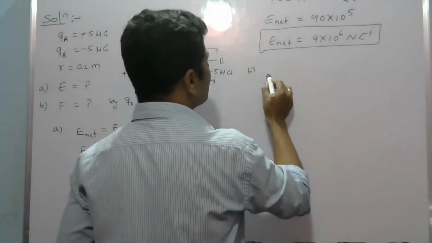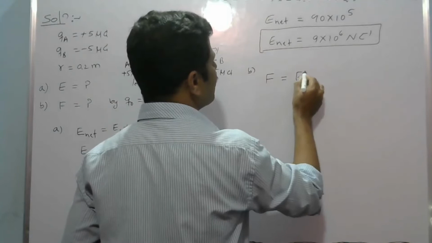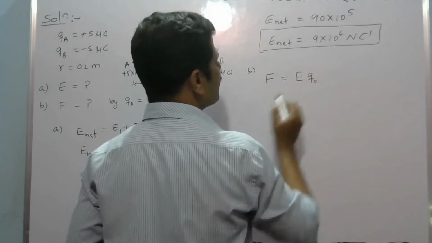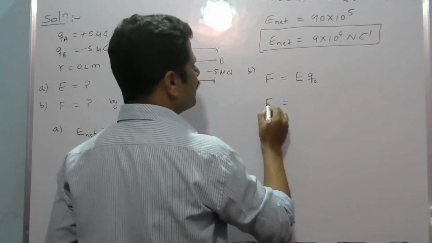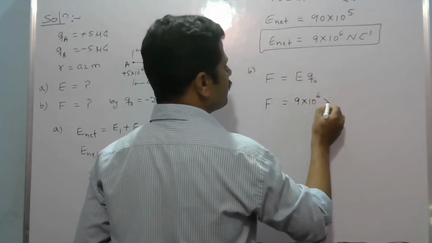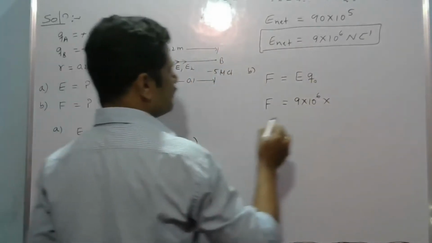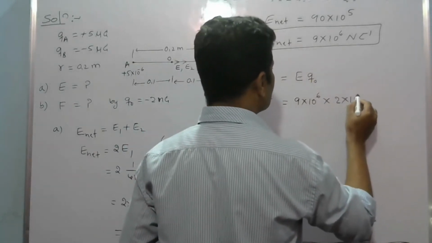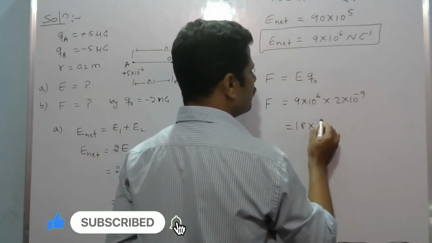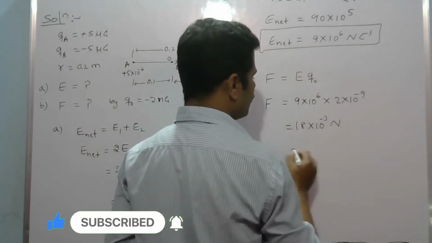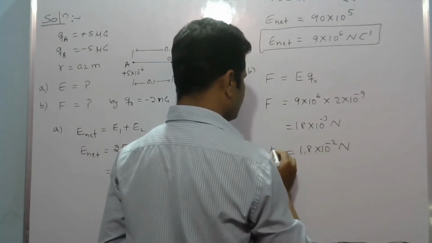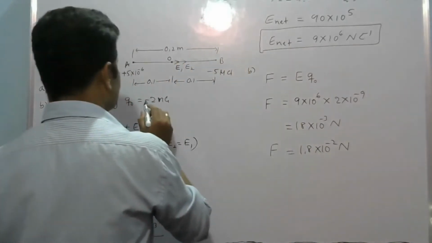We know that the force experienced by the charge is equal to the electric field at that point times the charge, which is going to experience a force. Let me consider Q0. The electric field at the point O is 9 times 10 raised to 6 newton per coulomb, and Q0, the charge, is 2 nanocoulomb, that is 2 times 10 raised to minus 9. This is equal to 18 times 10 raised to minus 3 newton, or you can write 1.8 times 10 raised to minus 2 newton. This is the force experienced by the test charge placed at O.